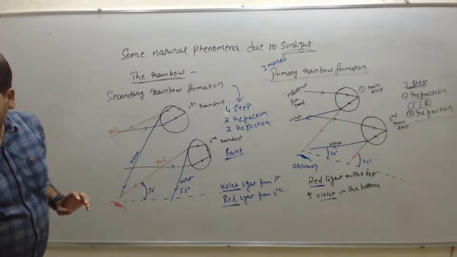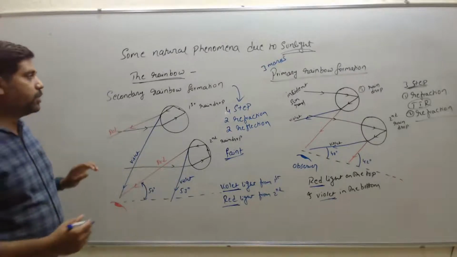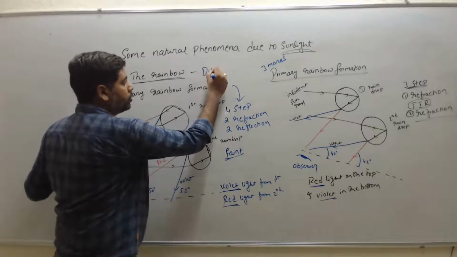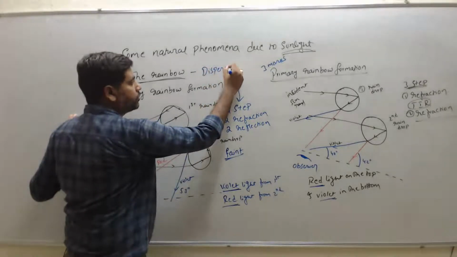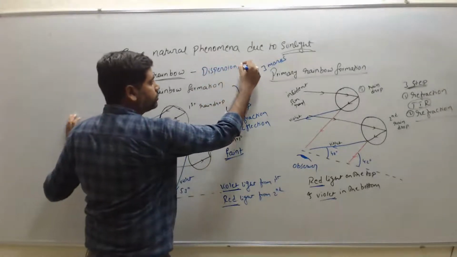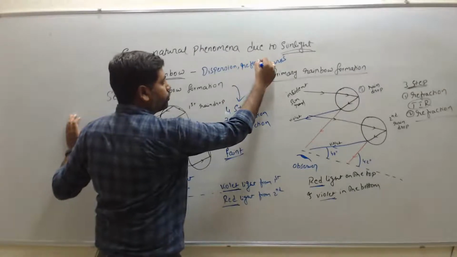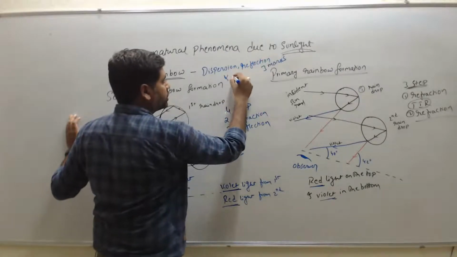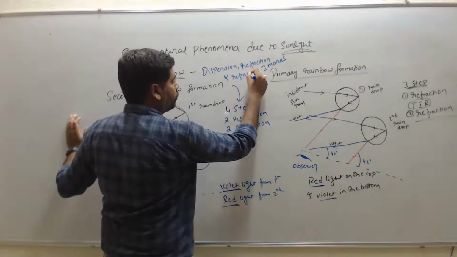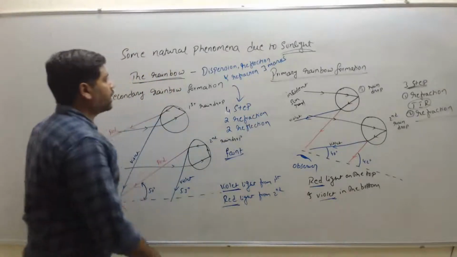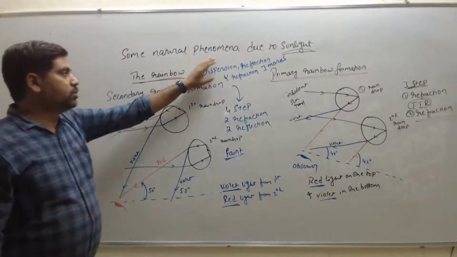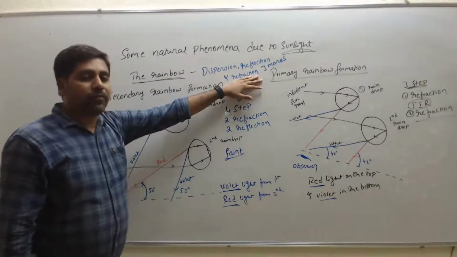So this is about the rainbow. Rainbow is the phenomenon that takes place due to dispersion, reflection and refraction. So rainbow is the phenomenon which takes place due to dispersion, reflection and refraction.